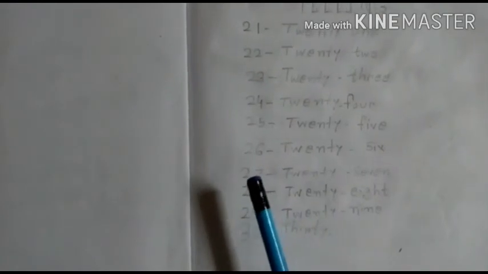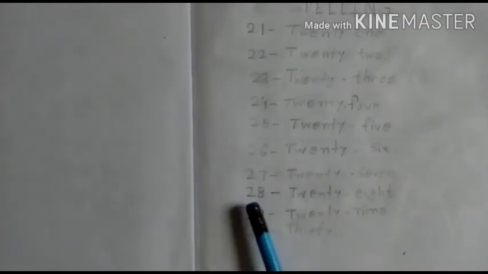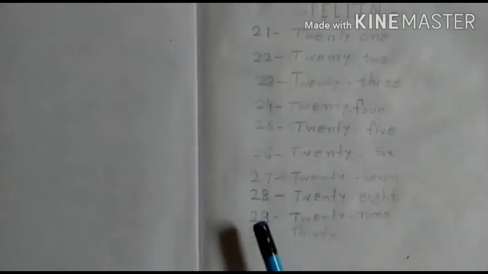6 spelling, as same as 20 spelling and write 7 spelling. So the number is 27. 20 spelling and 8 spelling, number is 28. 20 spelling and 9 spelling, number is 29. And last one is 30.